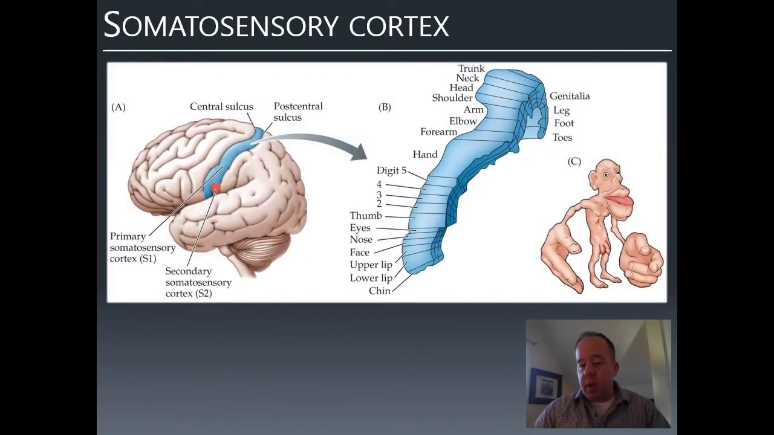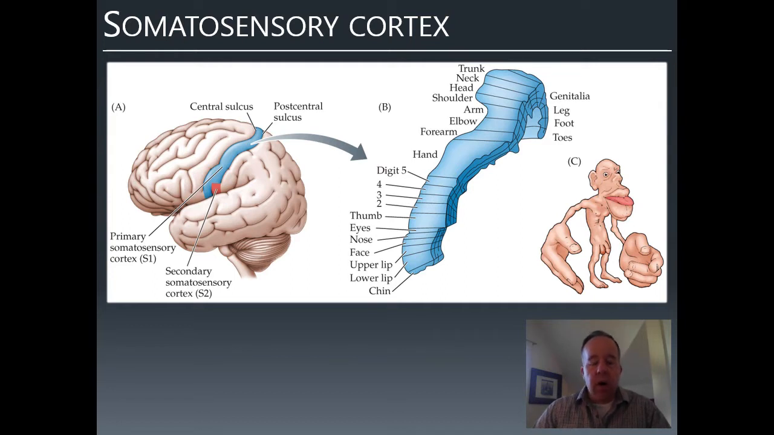So as an example, look at one of these gyri. So the somatosensory cortex is also known as the postcentral gyrus because it is just posterior, we'll learn that term in a moment, to the central sulcus. So it is the frontmost part of the parietal lobe. And this is what deals with your sense of touch.